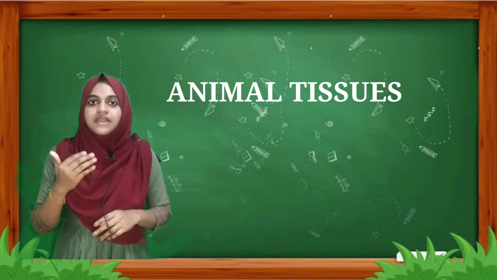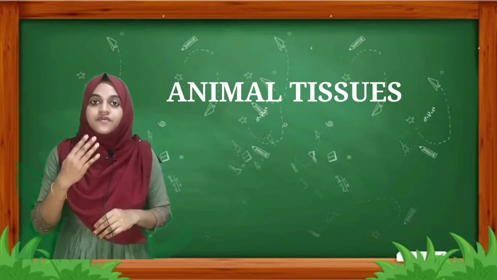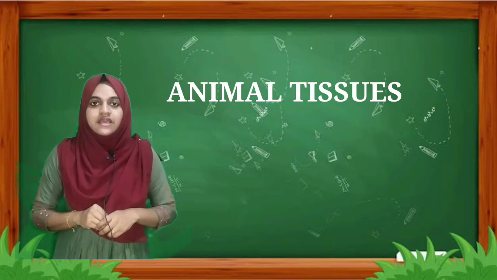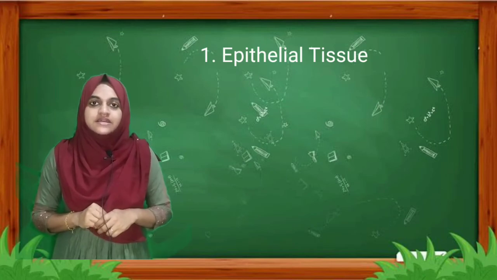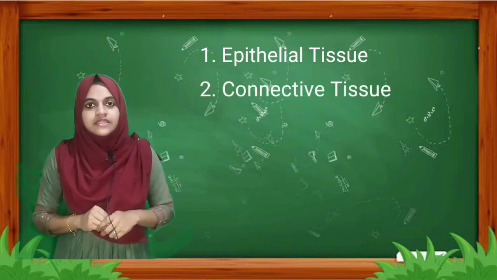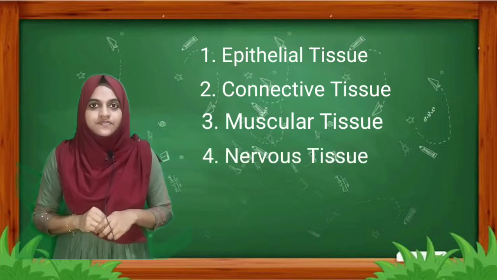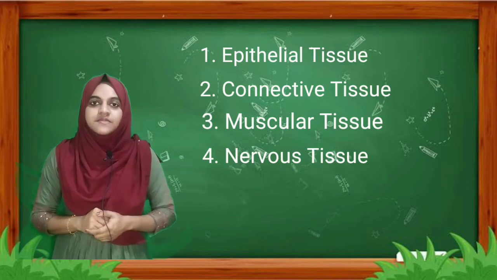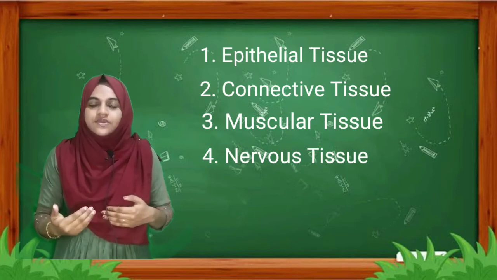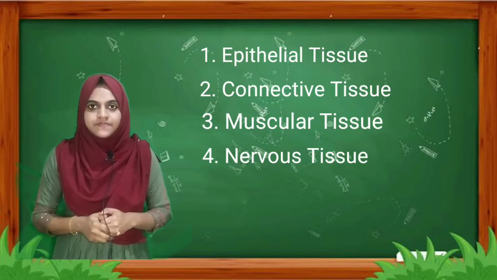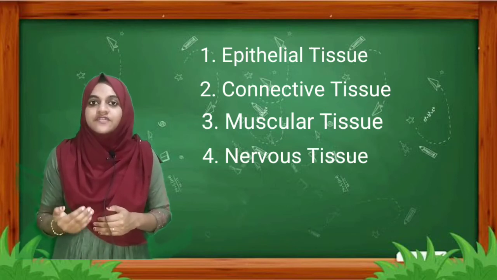There are mainly 4 types of tissues in animals. They are, first, epithelial tissue, second, connective tissue, then muscular tissue, and finally nervous tissue. These are the 4 different types of tissues present in animals. Today we will look into these tissues in detail, so all of you please listen to the class carefully.